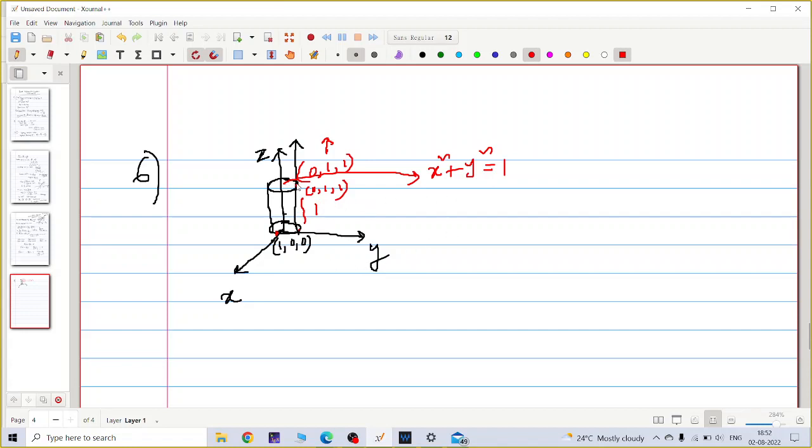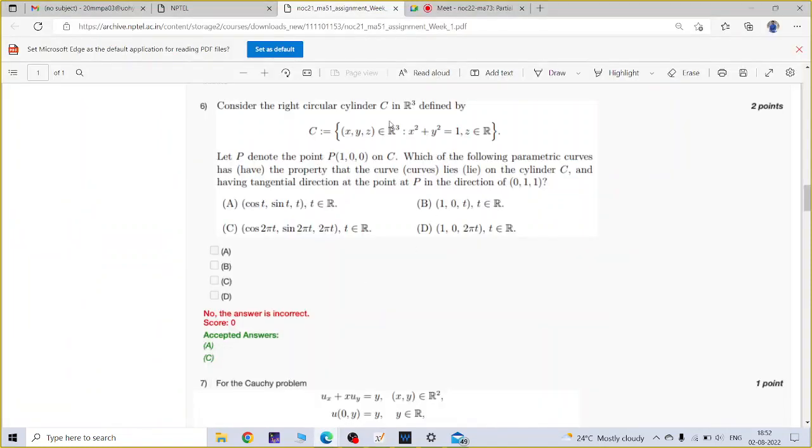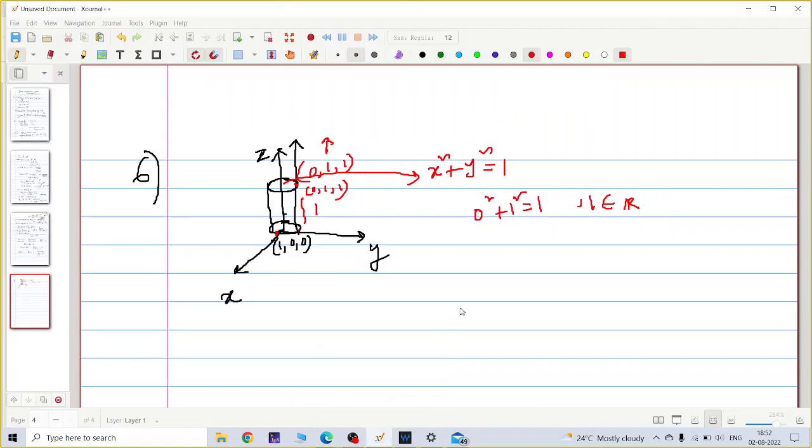The 0, 1, 1 point is here, right? Yes, it is here, because 0 square plus 1 square is 1, and 1 belongs to R. So it satisfies all the conditions given in the question. Therefore, it is C here. C is the set of x, y, z in R3 such that x square plus y square is 1, and z is in R. So here 0 square plus 1 square is 1 and 1 is in R, so 0, 1, 1 lies on this.